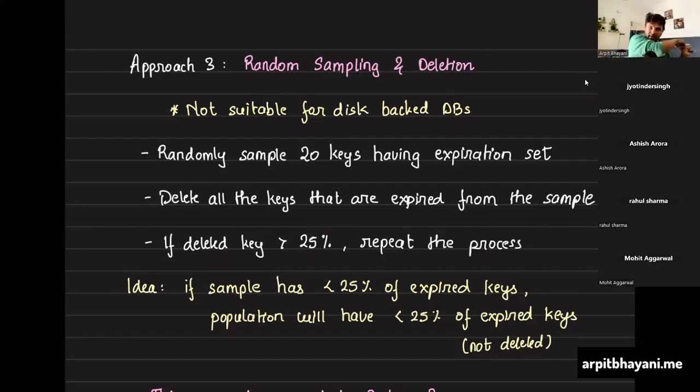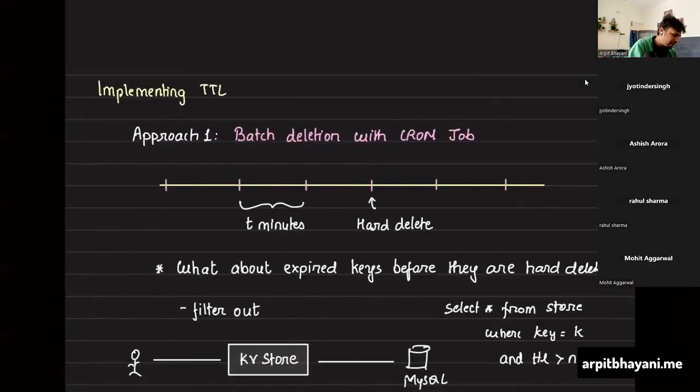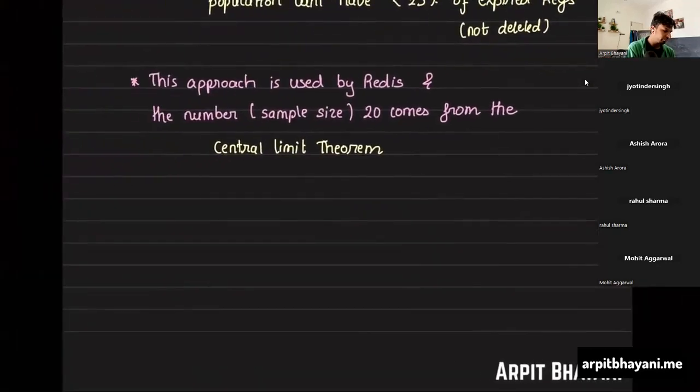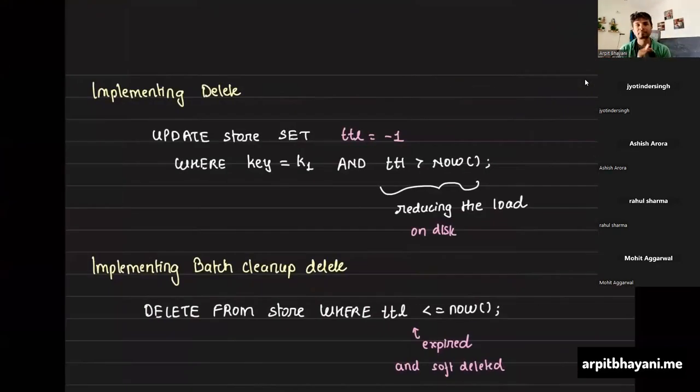How? Because of lazy deletion and random sampling. This way, Redis spends the bare minimum amount of time while it runs this periodic job. And this is how Redis actually does it. Apart from that, when you are deleting, this is where one more micro optimization comes in.